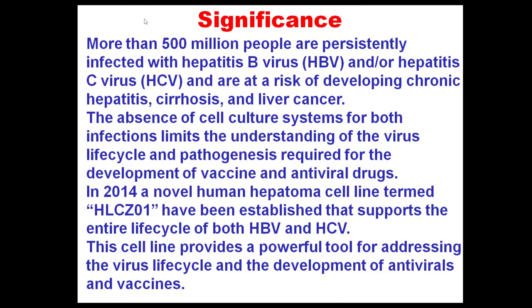A few words about the significance of this group of viruses for human pathology. If we calculate, it appears that around 500 million people are persistently infected with hepatitis B or hepatitis C, and are at risk of developing chronic hepatitis, cirrhosis, and liver cancer. And why is it so?